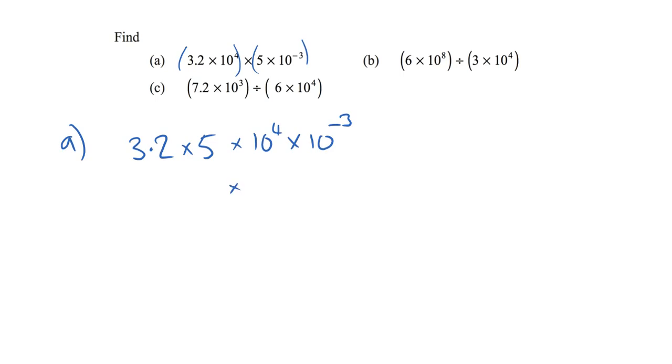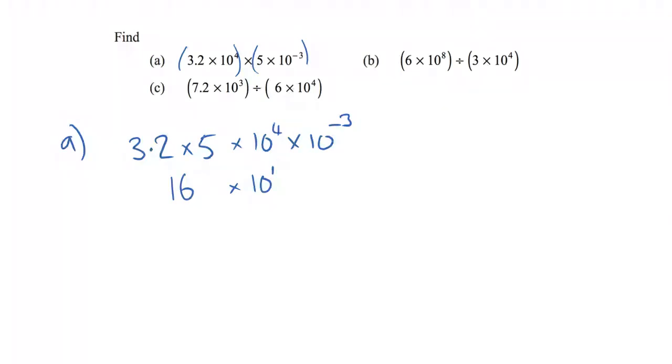From there, we could do some simple multiplication, because using my laws of exponents, 10 to the 4 times 10 to the minus 3 is just going to be 10 to the 1. We're going to add the powers. Now, I can also do 3.2 times 5. Well, 3.2 times 10 is 32, so 3.2 times 5 is going to be 16. So I could certainly write this as 16 times 10 to the 1.